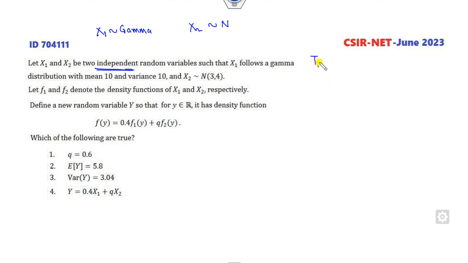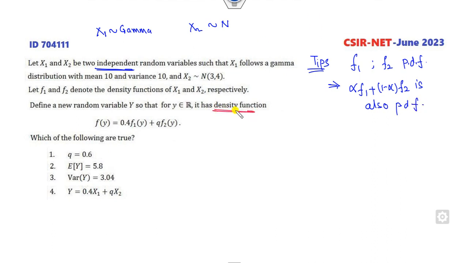Tip for you: if F1 and F2 are PDFs, then their linear combination, alpha F1 plus (1 minus alpha) F2, is also a PDF. Remember this always. Now it is already given that it's a PDF, so what is the meaning of that? It's a linear combination, so alpha is 0.4 and Q is 1 minus alpha. So can you find the value of Q? It's 0.6. Fine, this is the first method.